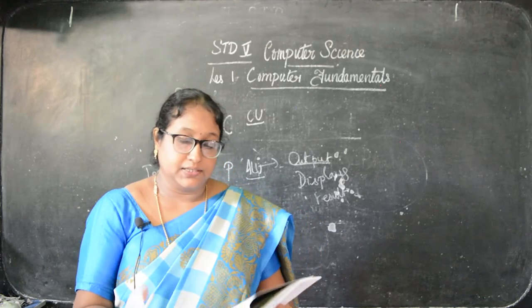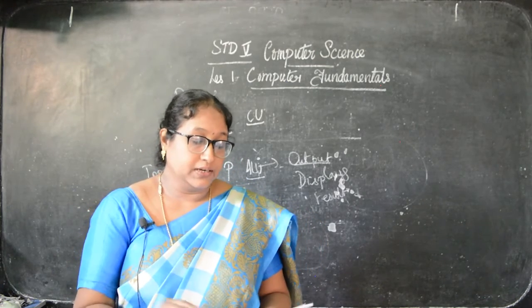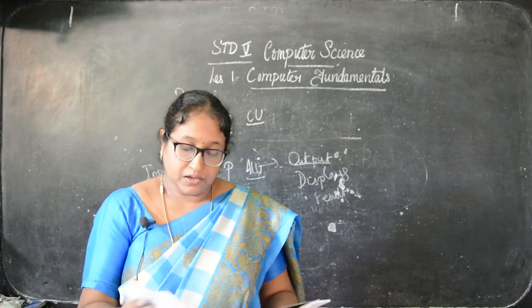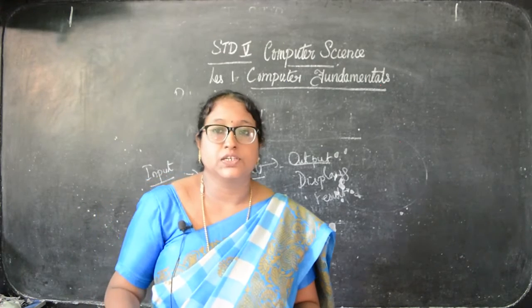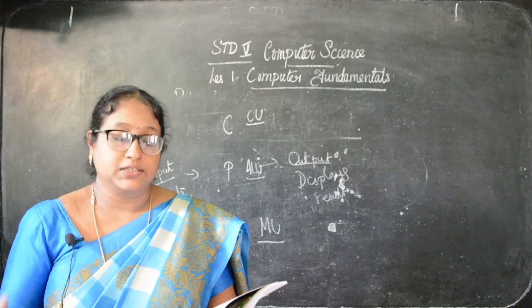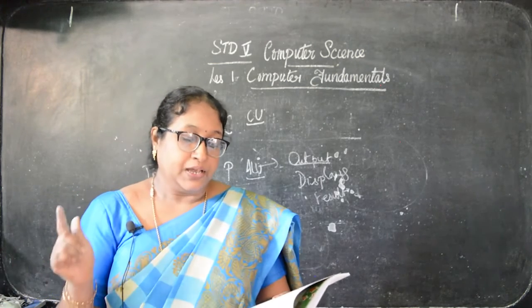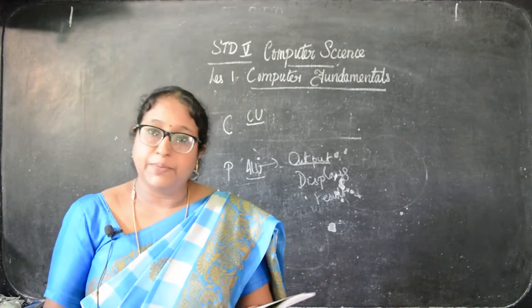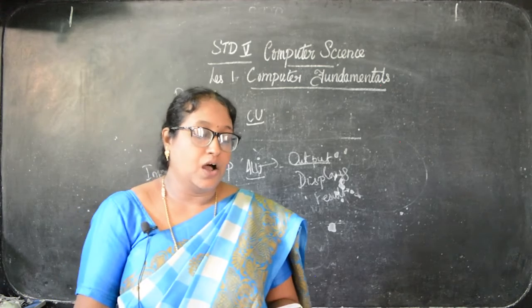So we saw the central processing unit, that is CPU. Then in the central processing unit, what all did we see? The three: control unit, arithmetic logic unit and the memory unit. Now we'll see the output unit.